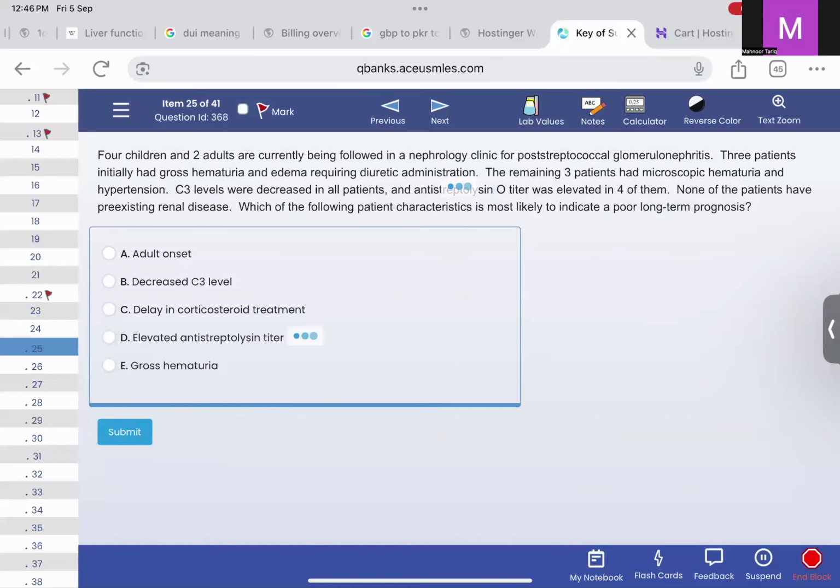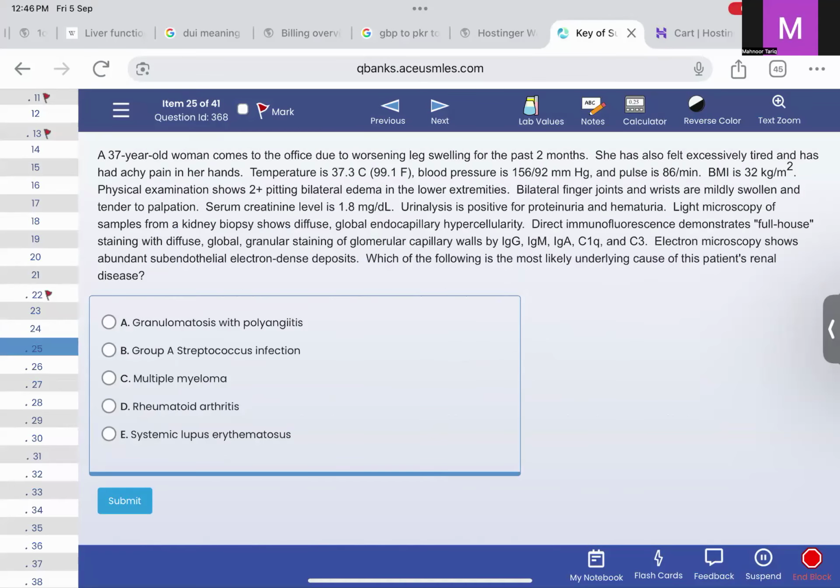Anyone, please? Which of the following is the most likely underlying cause of the patient's renal disease? A 37-year-old woman comes to the office due to worsening leg swelling, excessive tiredness and achy pain in her hands. Temperature is 99, BMI is 32. On physical examination, 2 plus bilateral pitting edema in the lower extremities. Bilateral finger joints and wrists are mildly swollen and tender to palpation. Creatinine is 1.8. Urine analysis is positive for proteinuria and hematuria. So it is in the nephritic range.